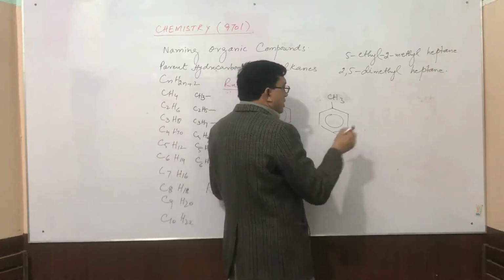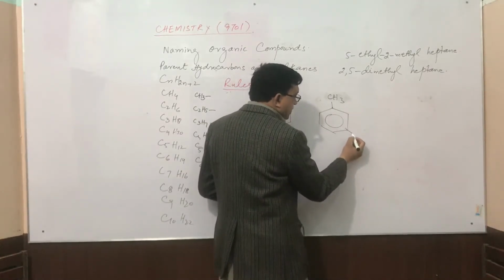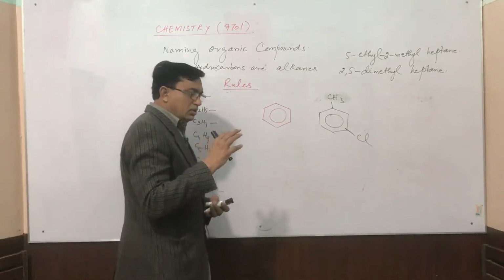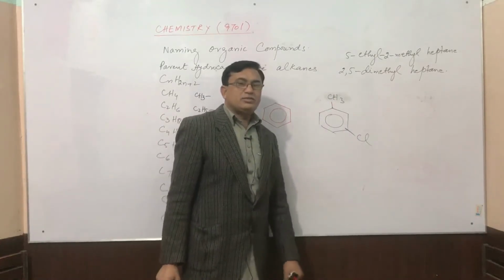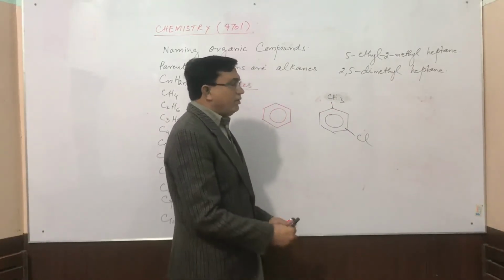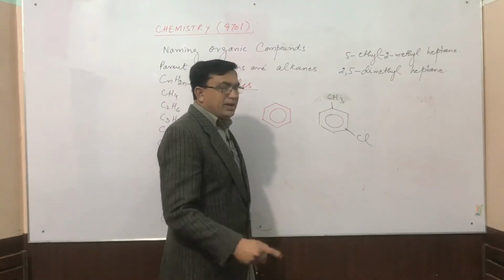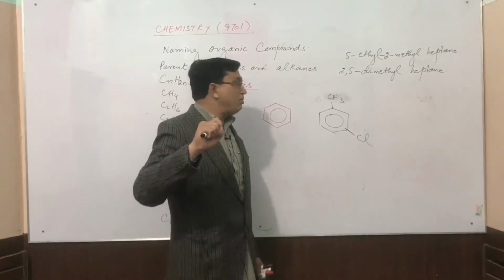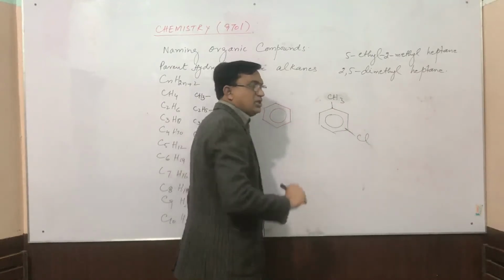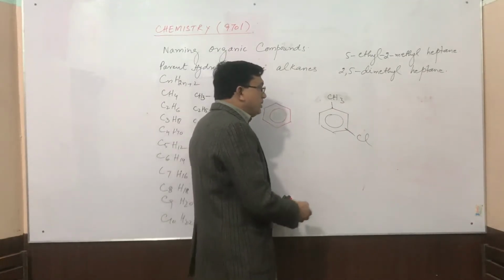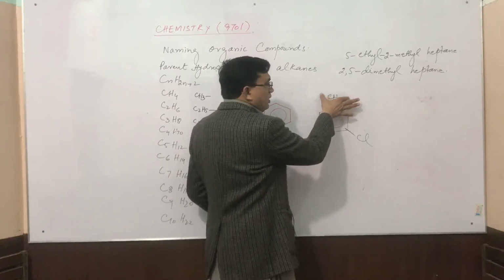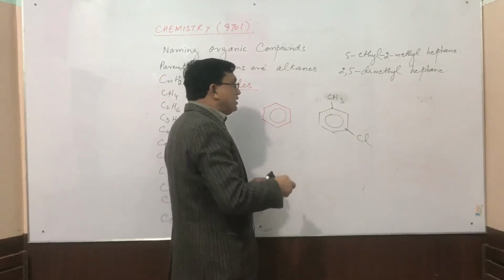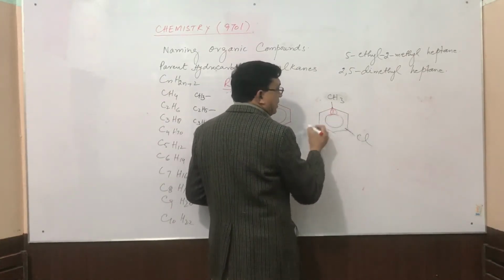For example, if at this position is Cl, for example, say. Now the rule is if more than one substituent is present on the benzene ring, then we have to select that group whose alphabetical order first letter comes later. That is considered as number 1. For example, this is methyl and this is chloro. It means that alphabetically the first letter of this group, methyl M, is coming later. That's why this will be mentioned as number 1.